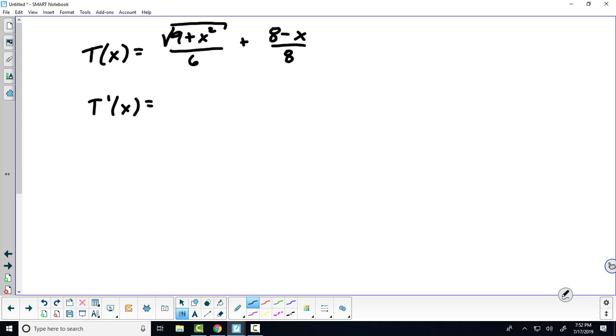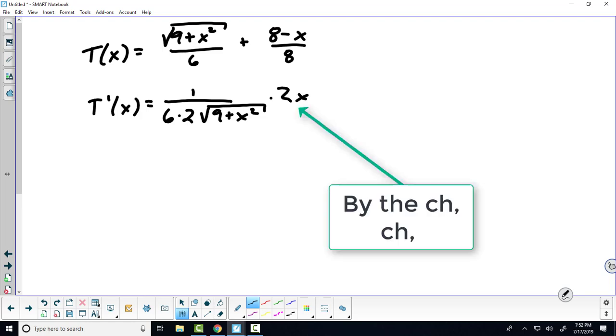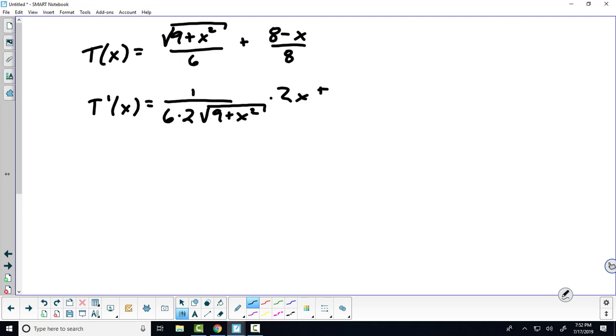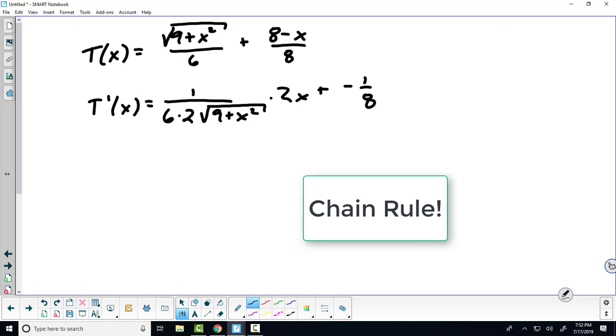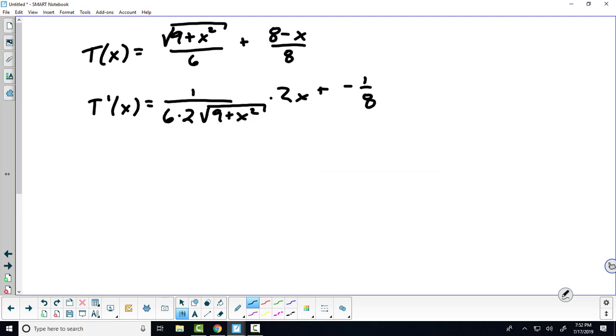Well, let's see here. That's going to be 1 over 6 times 2 times the square root of 9 plus x squared times 2x plus negative 1/8. Folks, I thought of this as 1/6 times the square root of 9 plus x squared, and I thought of this as plus 1 minus 1/8 x. Dividing that 8 into both terms on the right-hand side, so when I took the derivative, I just got minus 1/8. So we found the derivative.